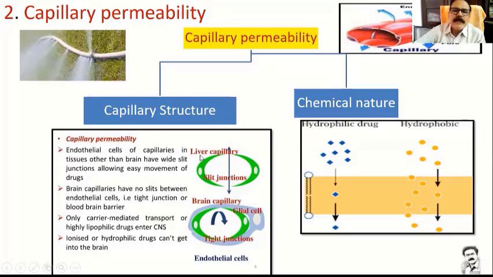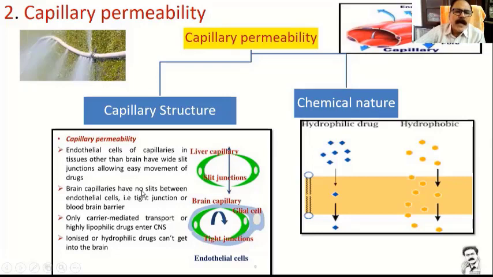Here you can see this. If you take the liver, it is having a capillary which is having a small slit. This is called a slit junction. Something like a pipe when it is broken, in this case we are seeing the liquid or fluid coming out. Similarly, the liver is having a small slit, so it can come out, which is called a slit junction. So the statement says, endothelial cells of the capillaries in the tissues other than brain have wide slit junctions, allowing easy movement of the drug. So when the drug is flowing in the capillary, the drug can flow out of the capillaries.